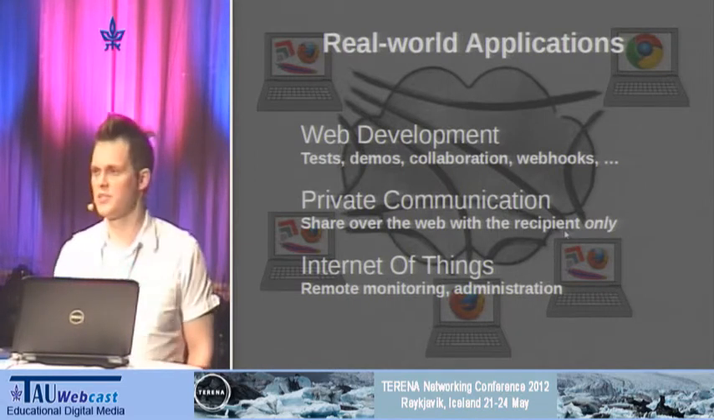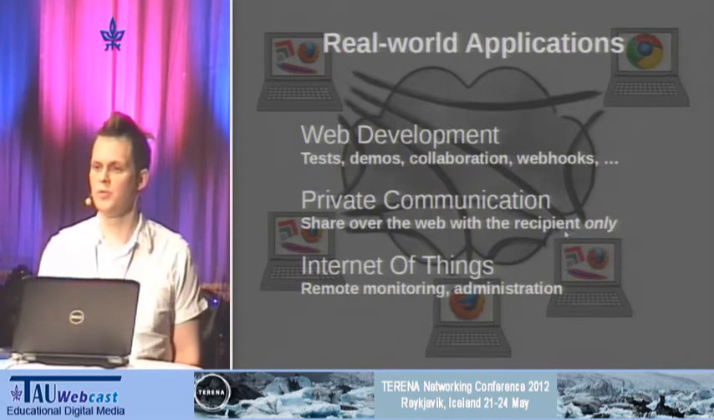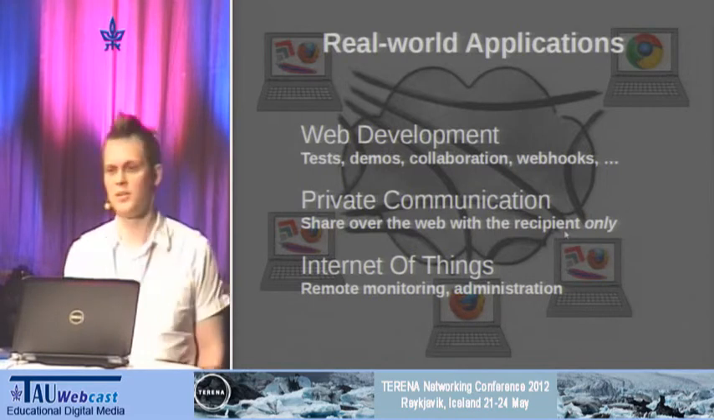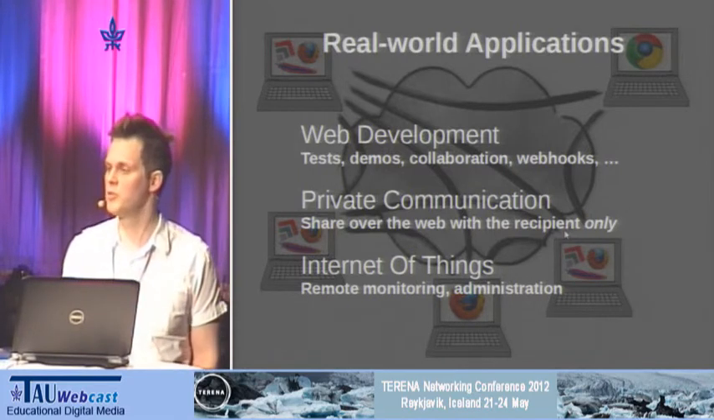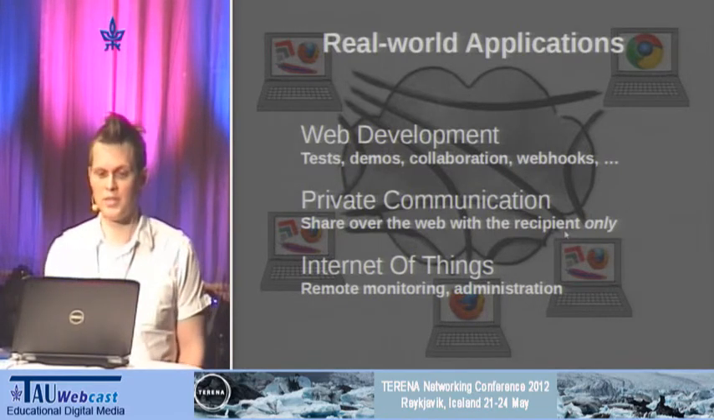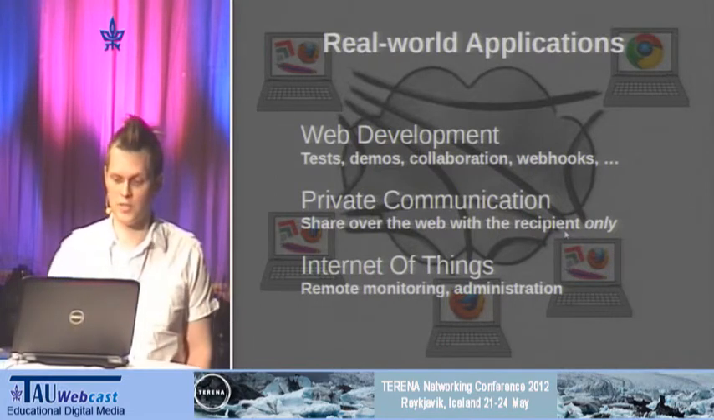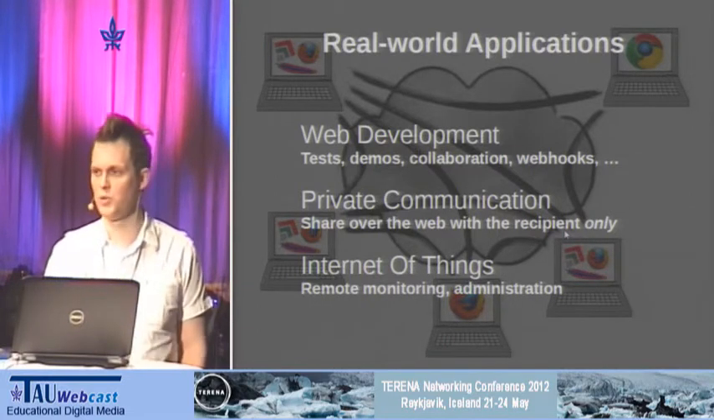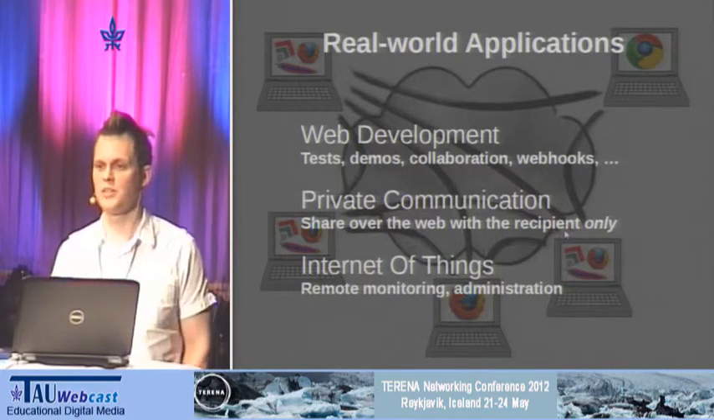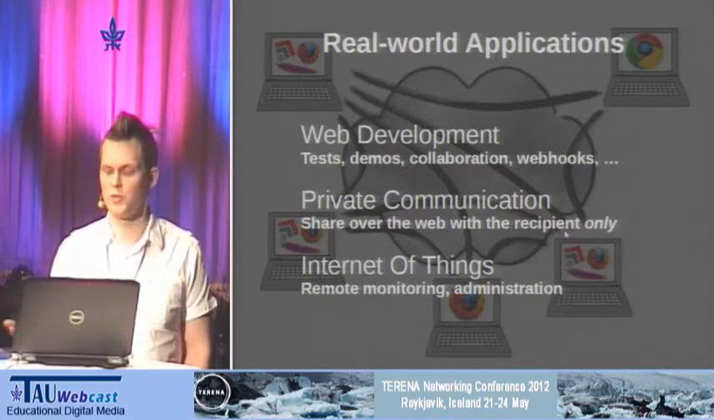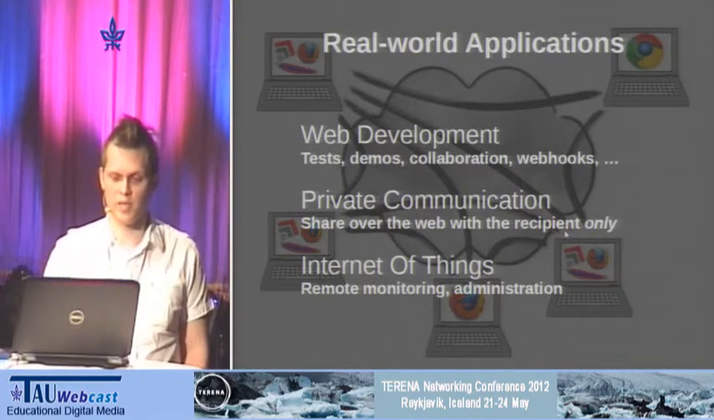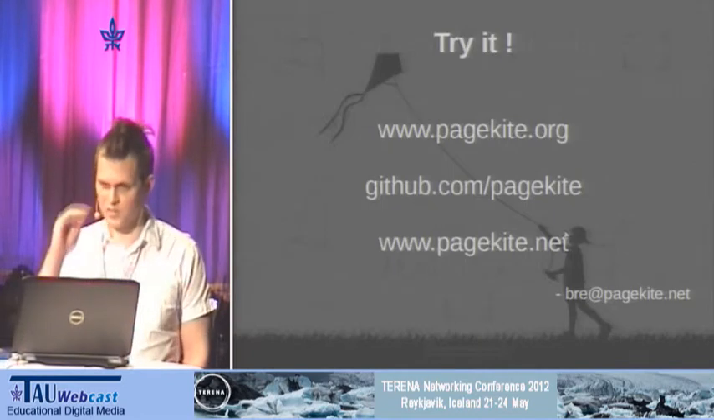And thirdly, there's the Internet of Things. People build embedded devices that need to be monitored. They need to be administered remotely. And today, that's hard because of NAT and IP address scarcity and all those things. Switching to web-based interfaces or proxying things over the web allows you to do remote administration of devices that don't have an IP address. So you're welcome to try it.